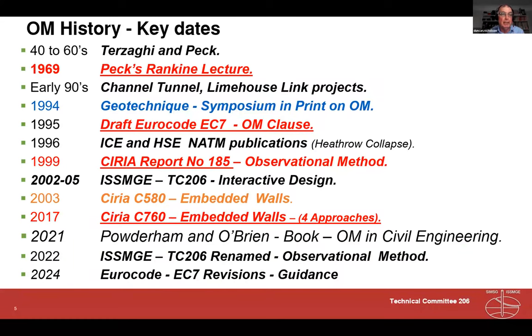So briefly, a quick summary here of what are the key changes. And the key ones I've highlighted, in my opinion, are highlighted in red. So Peck's Rankine lecture is the starting place. The draft Eurocodes were formative codes, the first time that OM clauses had got into the codes of practice. The CIRIA guide was a composite of experience in Europe, mainly at that stage. And it followed on from the Heathrow collapse and so on, and various other jobs. There were a lot of jobs in the early 1990s, which helped formulate experience.